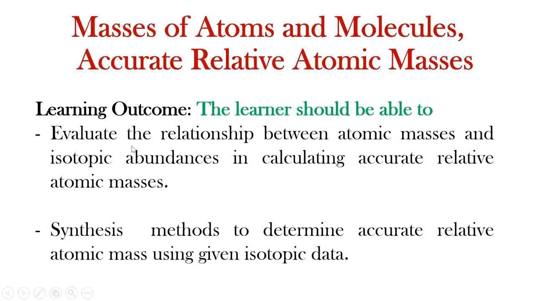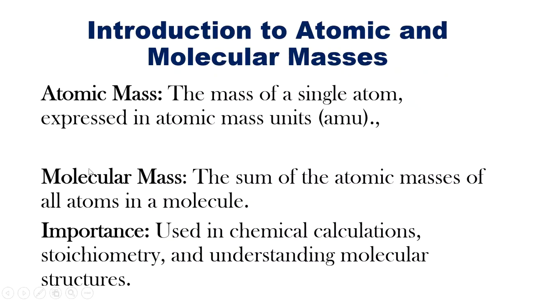Let's dive into our very first subtopic, that is masses of atoms and molecules, then accurate relative atomic masses. So what do we expect to have known by the end of this session? By the end of this session, a learner should be able to evaluate the relationship between atomic masses and isotopic abundances in calculating accurate relative atomic masses. Number two, a learner should be able to synthesize methods to determine accurate relative atomic masses using given isotopic data. So those are the two learning outcomes, what we expect a learner to have known by the end of this session.